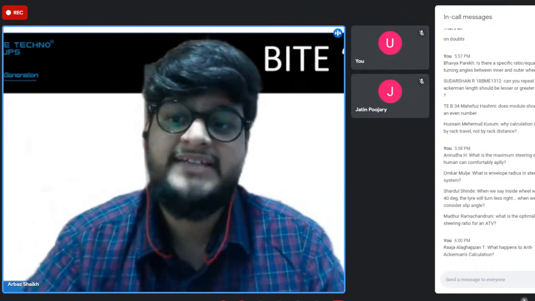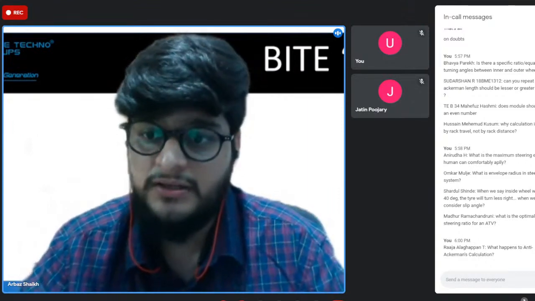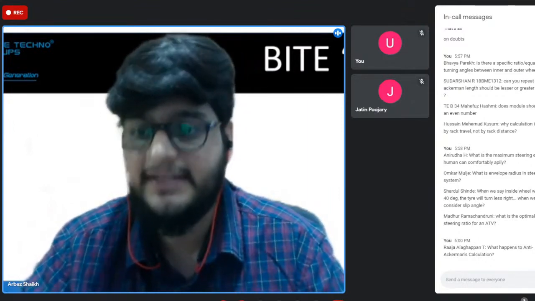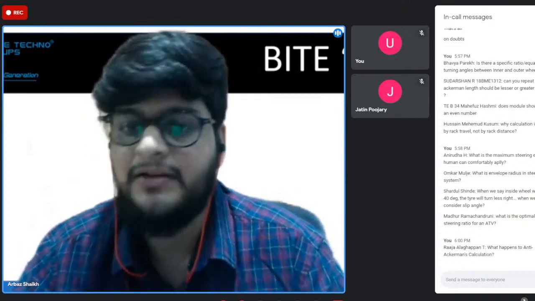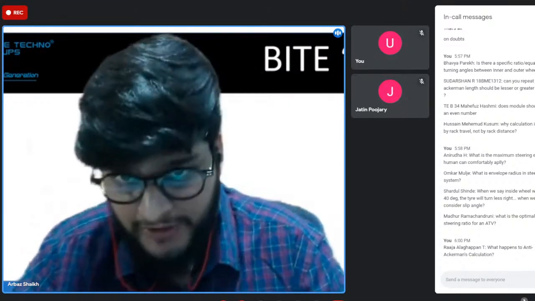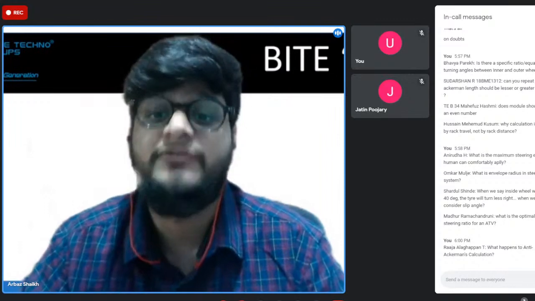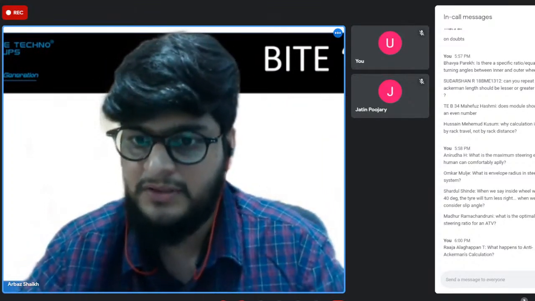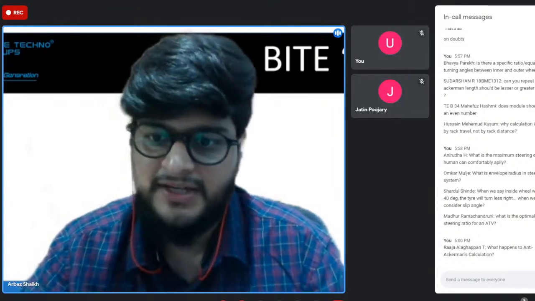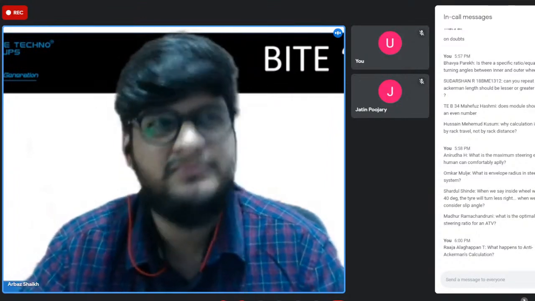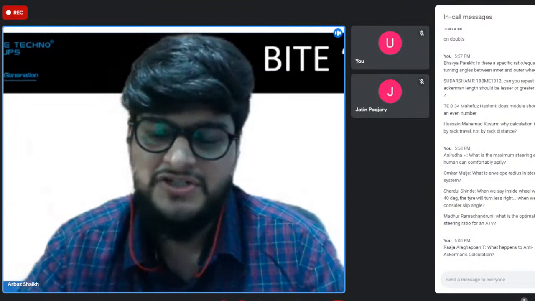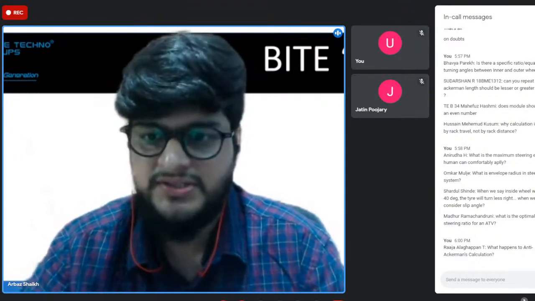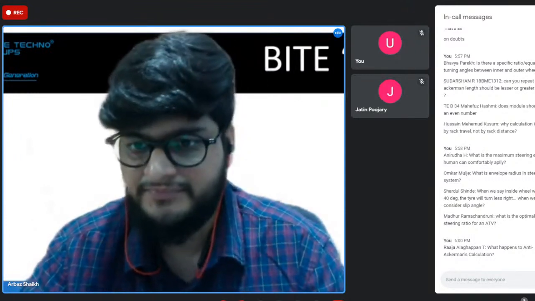Okay, Shardul, when we say the inside wheel turning angle will turn 40 degrees, the tire will turn less, right? When considering the slip angle. Okay, the tire will turn 40 degrees, always, but the vehicle will not go in that direction if you consider the slip angle. Okay, Madhur is asking what's the optimum steering ratio for ATV? It's somewhere around 3 to 6. It should be sufficient. If you want to reduce the steering effort, you can also increase the steering ratio.